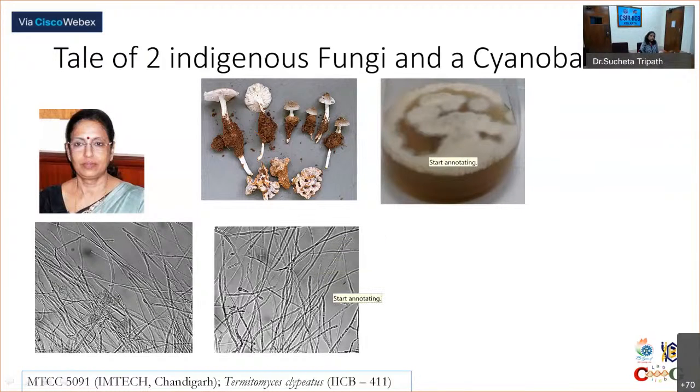But actually, Termitomyces, which belongs to a class of fungi called Basidiomycetes, should have something like a clamp connection, that is, a clamp-like connection between the mycelia, which we did not see here. And that raised an alarm, and we thought whether this is actually Termitomyces or something else is happening. So immediately we took the cue and wanted to go back and check the genomes of this. So we extracted DNA.